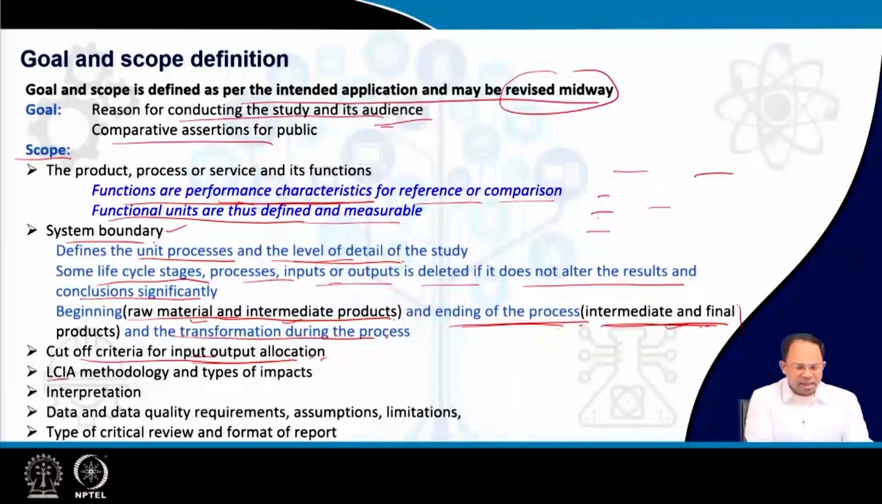Then the impact assessment methodology and the types of impacts that we are considering also need to be determined. That means what sort of impacts we will consider. There are different impacts caused by a certain product, but not all may be considered, because they are beyond our goal and scope, or beyond the need of the current scope of study. Then the overall interpretation is also aligned with goal and scope. Data and data quality requirements, assumptions, limitations, these are determined, and finally the type of critical review and the format of the report required is also determined.